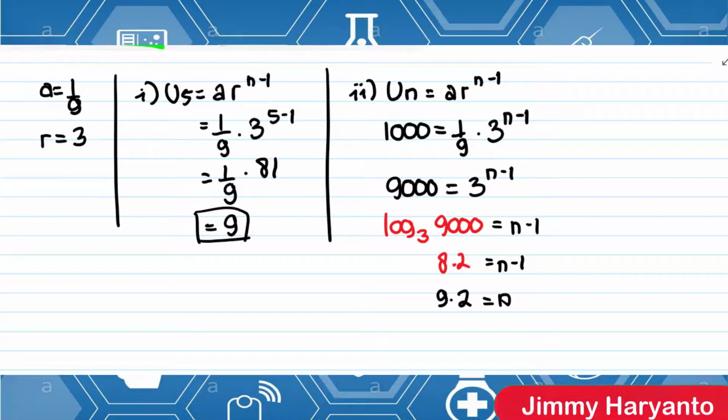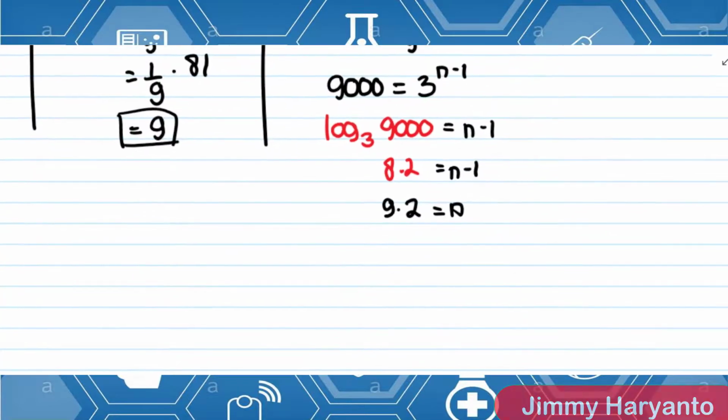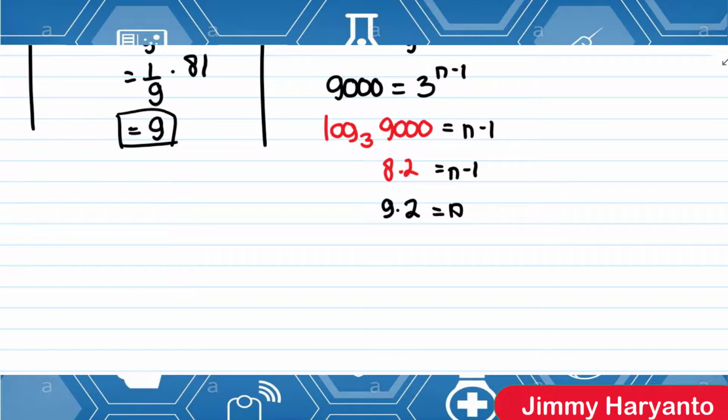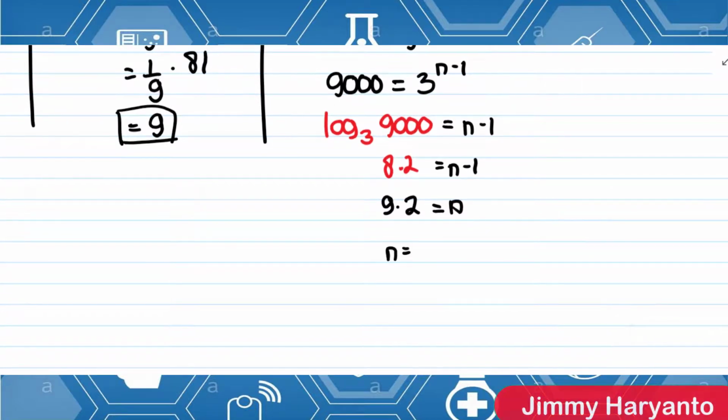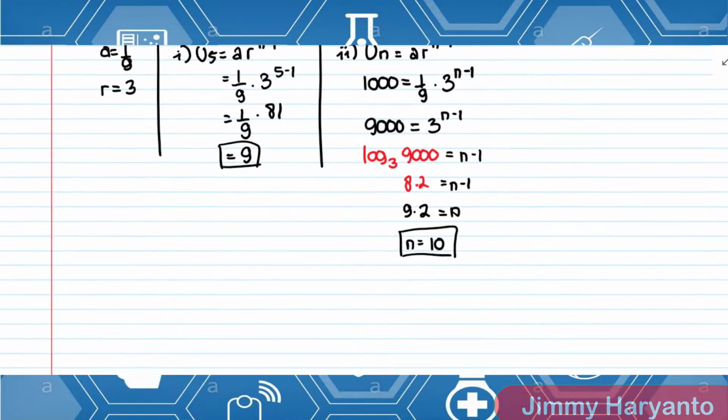But this is only for 1000. The question wants us to exceed 1000. And also n cannot be a decimal, so we have to round off. We have to round up to 10, because we need to exceed 1000, so it must be bigger. n equals 10. Like that.